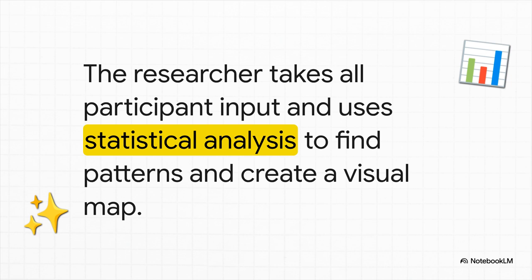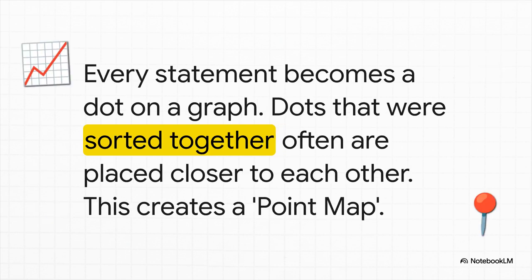It's pretty amazing. So the analysis kicks off by creating what's called a point map. Every single statement becomes a dot on a graph. And here's the really cool part. Statements that people frequently sorted together are placed close to each other on the graph, while ideas that people thought were unrelated get placed far, far apart.